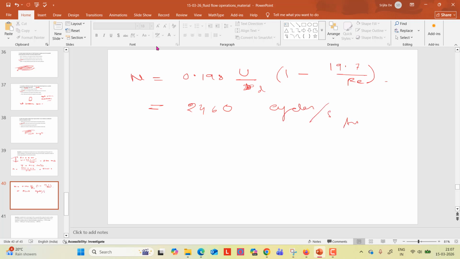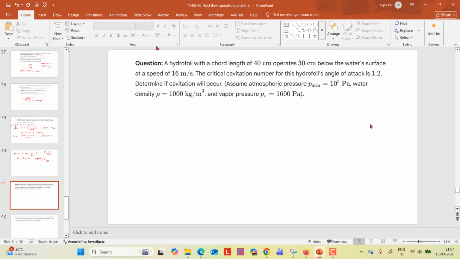This is the answer. Next, a hydrofoil with a chord length of 40 centimeter operates 30 centimeter below the water surface at a speed of 16 meter per second. The critical cavitation number of this hydrofoil's angle of attack is 1.2. Determine if cavitation will occur or not. So there is water, and 30 centimeter below there is the hydrofoil.